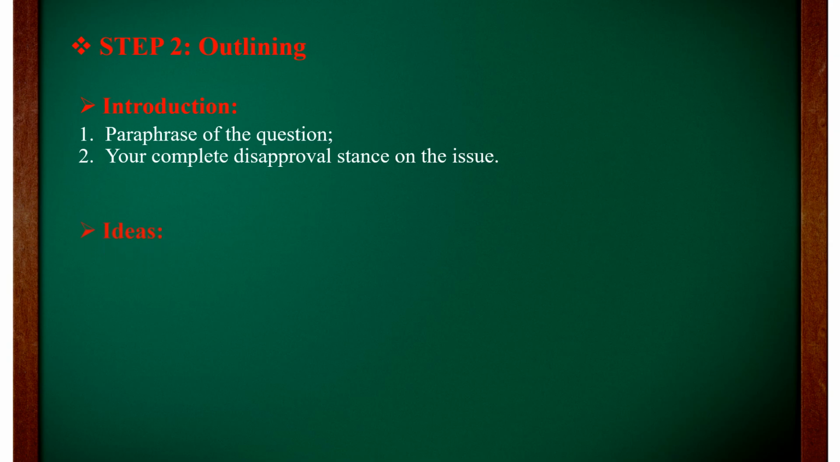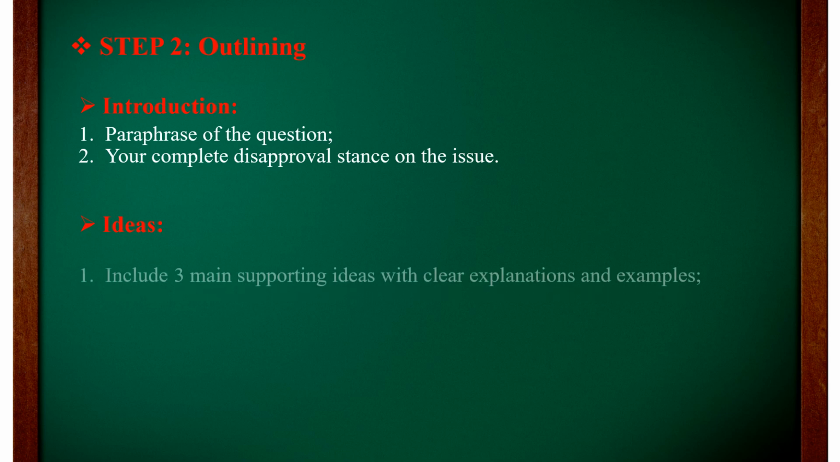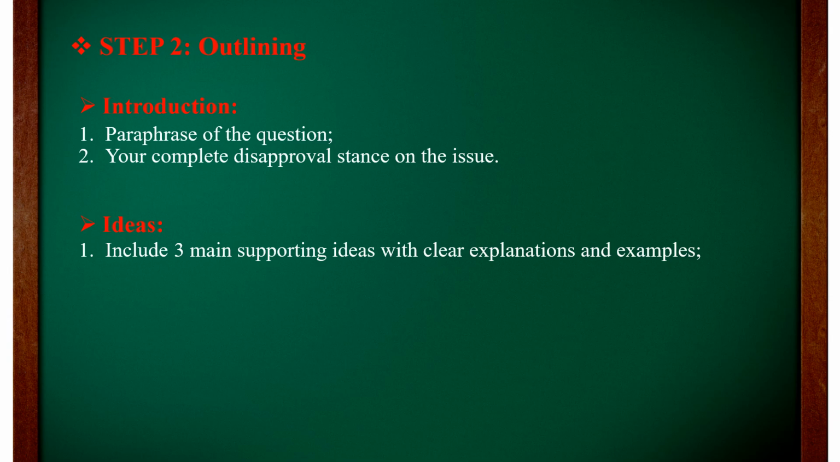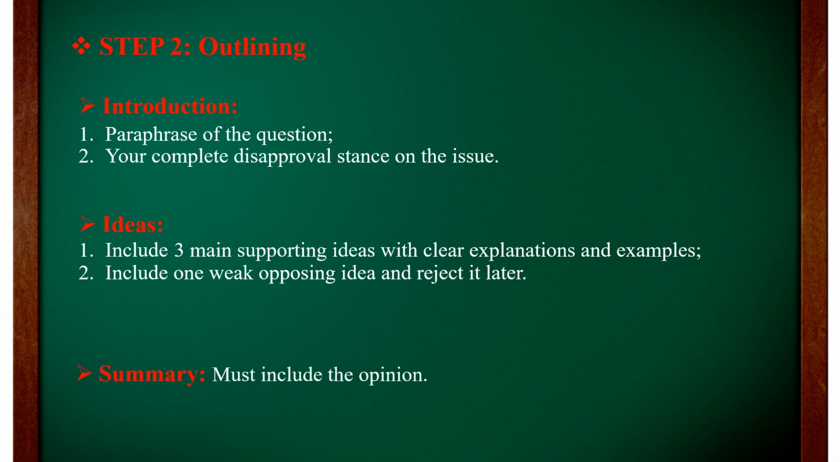Turning to idea. Since you totally disagree with the given statement, you should include 3 supporting ideas with clear explanation and example to explain why. And then you should include 1 big opposing idea and reject it later to demonstrate that you consider both sides of the issue. Finally, summary. In personal viewpoint, it's a must to include your opinion in the summary section.